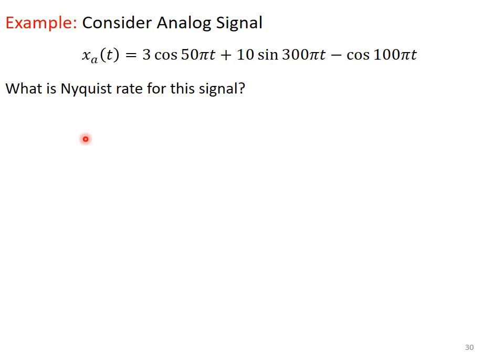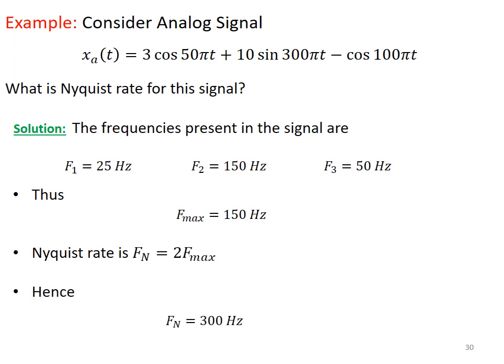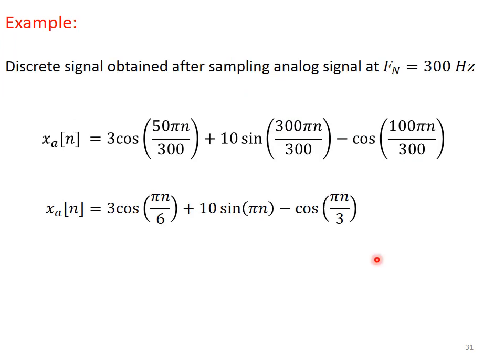Obviously, the Nyquist rate is determined from the highest frequency component of the signal. This signal has 3 different frequency components: f1 25 Hz for this component, f2 150 Hz for this component, and f3 50 Hz for this component. So the highest frequency component f_max is 150 Hz. Therefore, the Nyquist rate would be twice the maximum frequency, which is equal to 300 Hz.